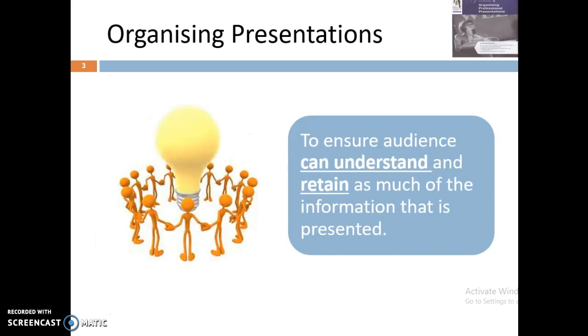The reason for organizing information in presentations is to ensure that the audience can understand and retain, or remember, as much of what you are going to say. Does that make sense? Otherwise, why do you need to present that information, other than to explain to the audience so that they are able to understand and remember the information? Make sense?